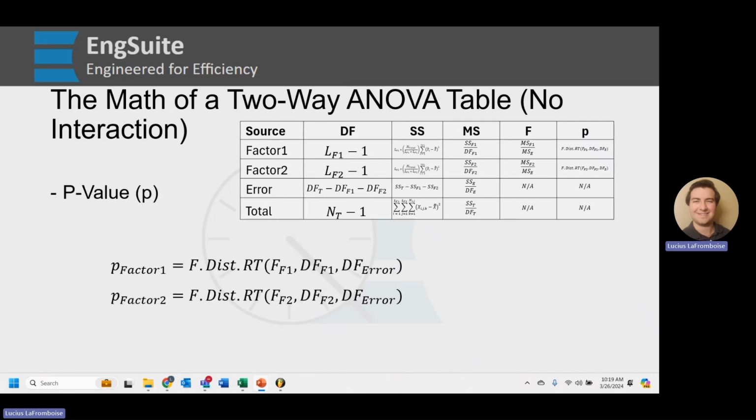And then we can use that F statistic to calculate the p-value. Again, the same formula, F.DIST.RT, and then our x value, our F value is going to be F of that factor. Our numerator degrees of freedom is going to be that factor's degrees of freedom, and then our denominator is going to be the degrees of freedom for our error term.